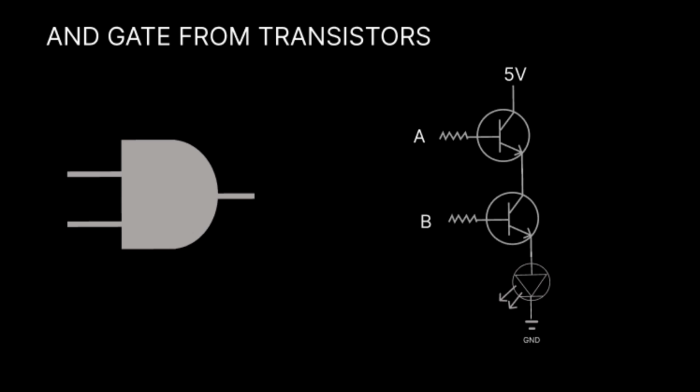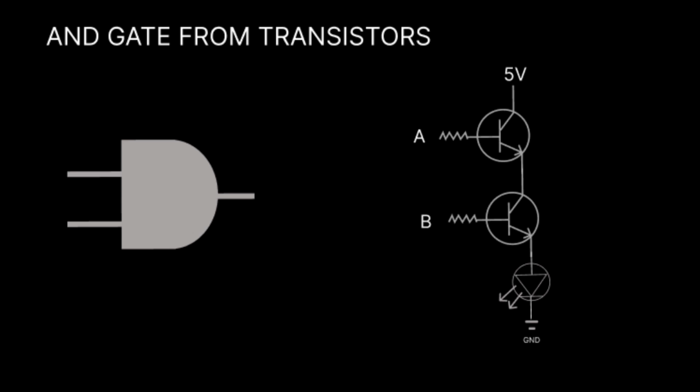I've just replaced the switches with A and B, which will be our inputs. Remember, in an AND gate, both A and B have to be on for the output to be 1. Otherwise, if only A or only B is 1, then the output will be 0. And if both A and B are 0, the output will remain 0.